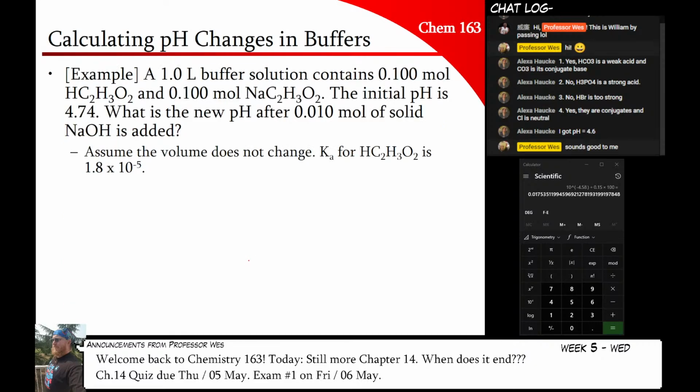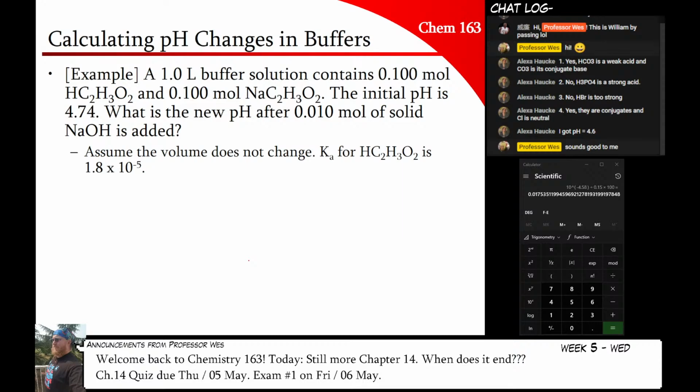So let's do that. I have a 1 liter buffer. I have 1 mole of acetic acid and 1 mole of sodium acetate. The initial pH is 4.74. What is the new pH after 0.010 moles of solid sodium hydroxide is added? Assume the volume is not changed.